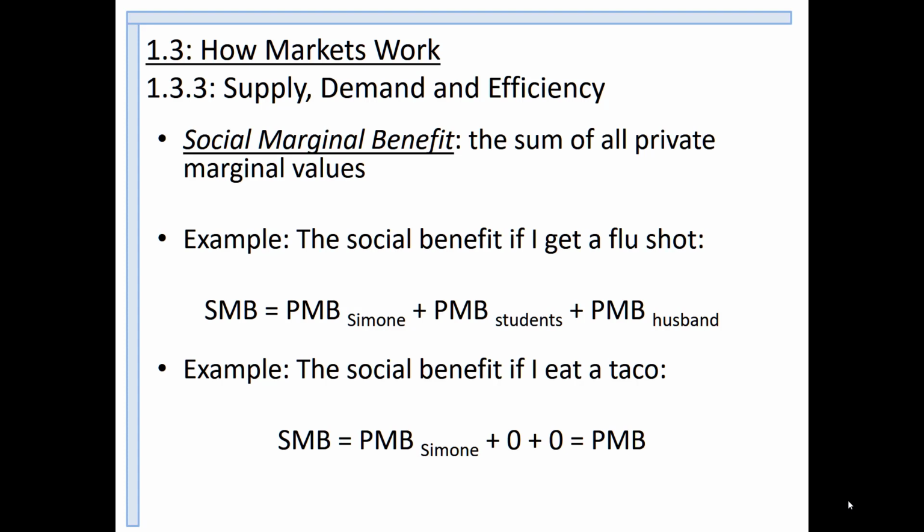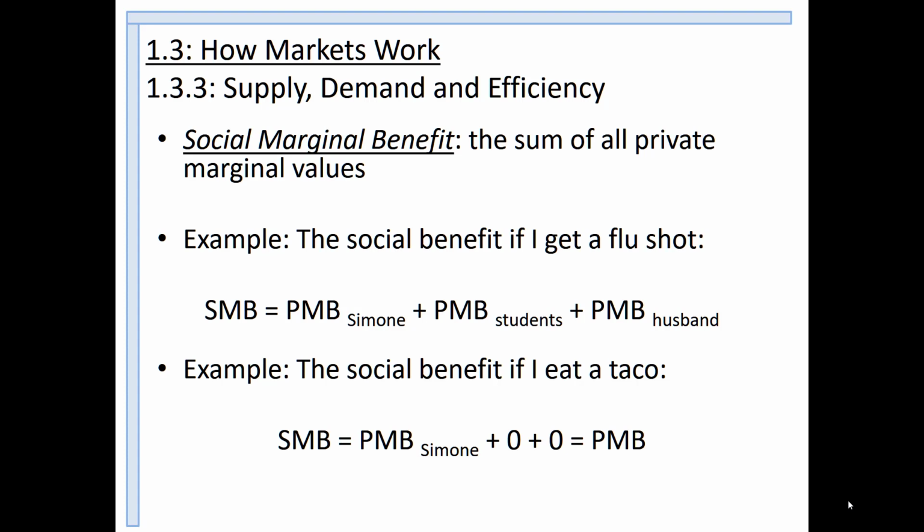Let's consider two examples. The first one is the social benefit if I get a flu shot. What will be the social marginal benefit? First of all, it will be my private marginal benefit. If I get the flu shot, I will decrease the chances that I'll get the flu, so I get a benefit from it. But on the other hand, if I am a teacher talking to my students in the classroom, the fact that I got a flu shot will also benefit them because it will decrease their chances of getting the flu.